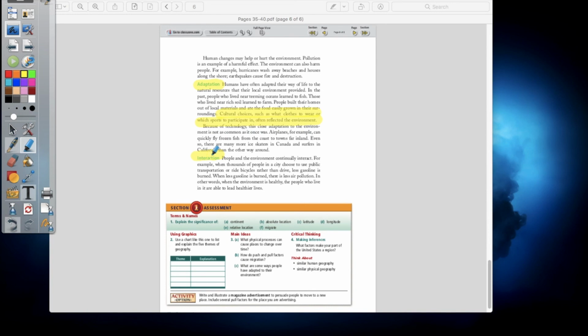So now that we're done with our textbook, what you guys need to do, of course, is start working on your questions. I want you to work on questions 3A through 3C. I also want you to work on question number 4, and I want you to answer those in RACE format, where you restate, answer, cite, and explain.